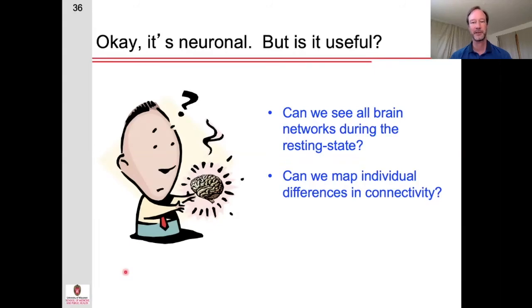So I hope I've demonstrated that the resting state functional MRI signals that drive this measure of connectivity truly are neuronal in origin. However, how useful is it? That is, can we see all of the brain networks during the resting state? Can we map individual differences in the connectivity?